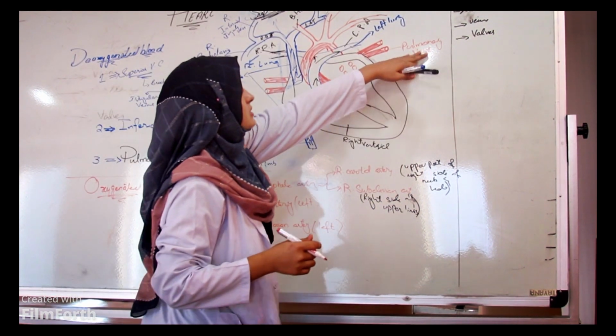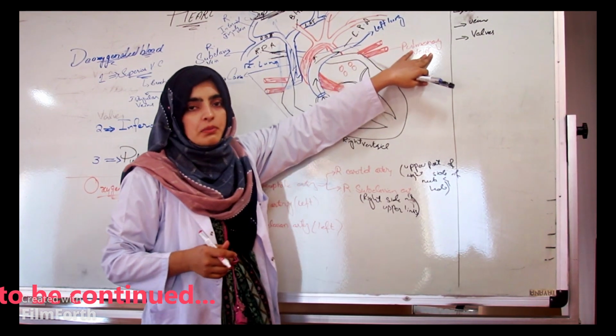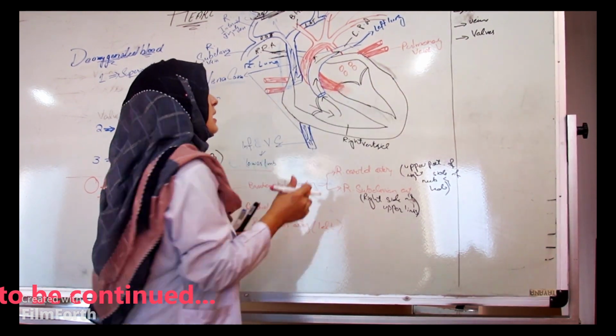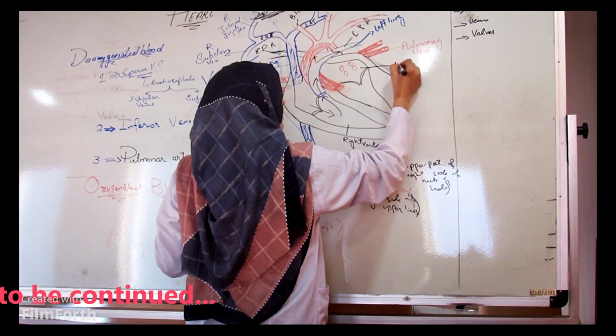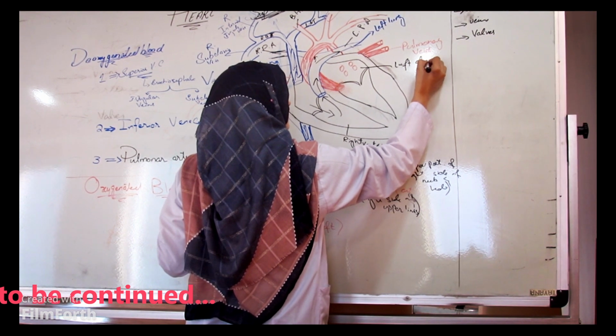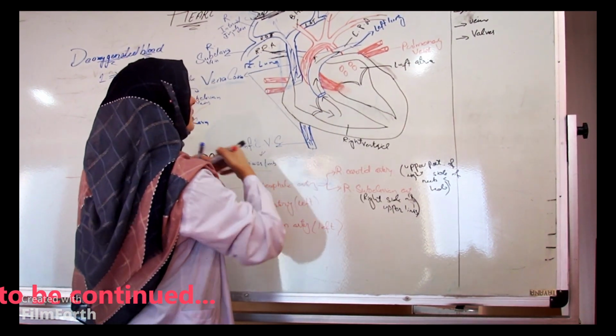These pulmonary veins come from the lungs. Two pulmonary veins from the right lung and two pulmonary veins from the left lung come and drain into the left atrium. Alright, here you can see the openings of the pulmonary veins.